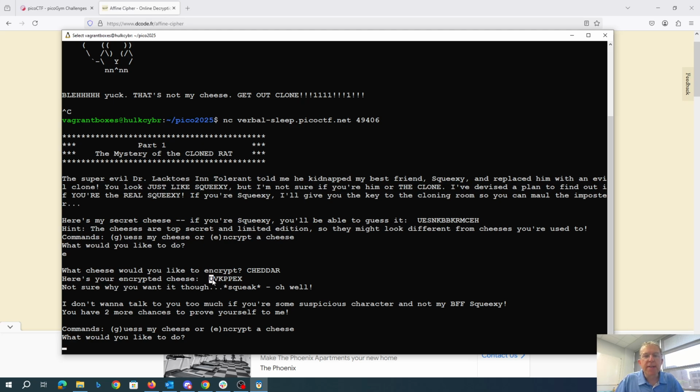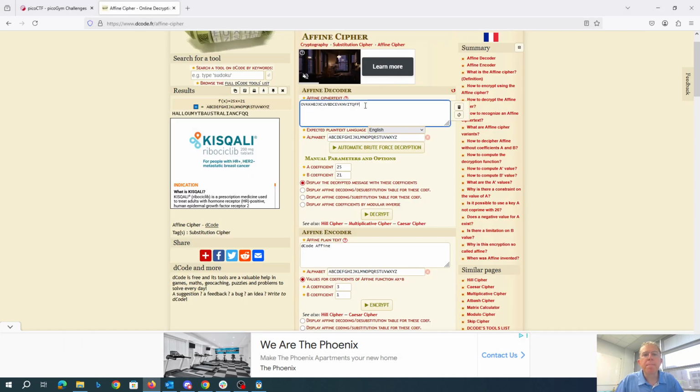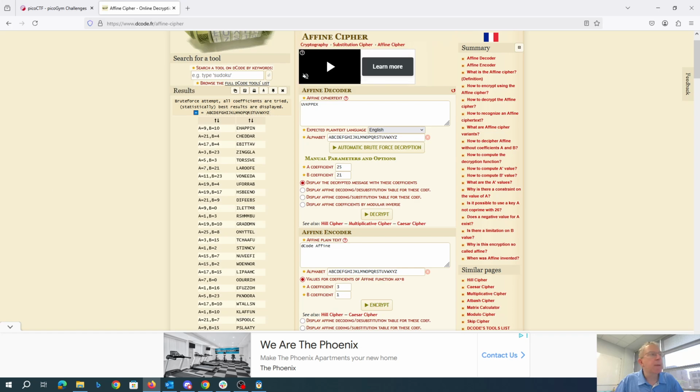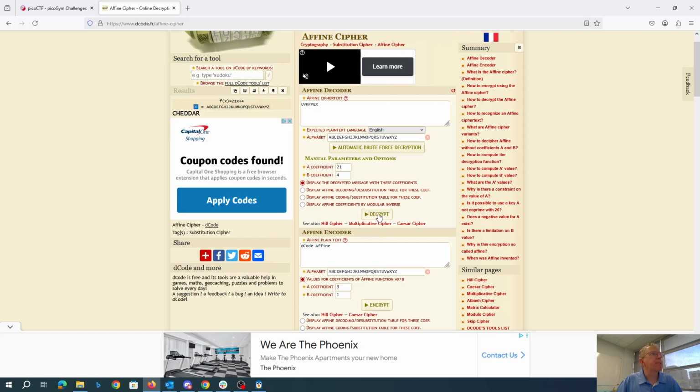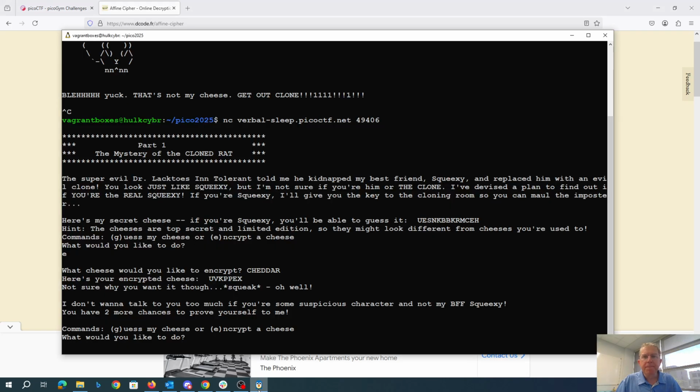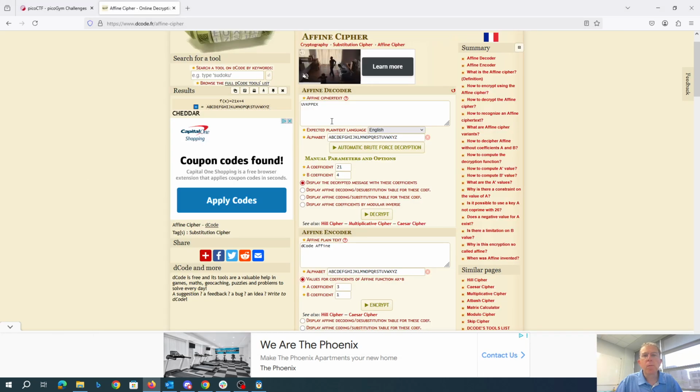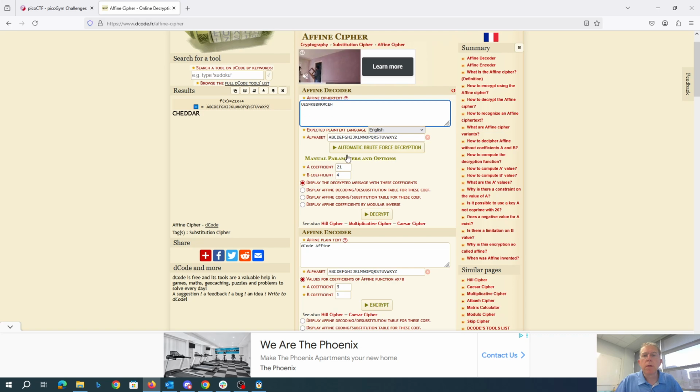Here's my encrypted cheese. Back over here. Brute force. Cheddar, A is 21, B is 4. Right, so there's cheddar. Okay, let's try this. Decrypt.